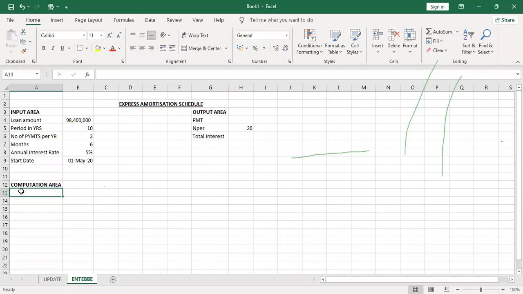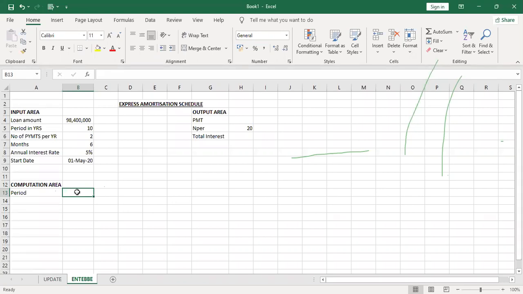Can we proceed? Yes, please. Now, in the computation area, this is when these other items will come in. The period, payment date, beginning amount, PMT, extra payment, total payment, PPMT, interest amount, and ending balance. So we are going to type these items horizontally. Is that okay? So the first one is period. Type period in cell A13.